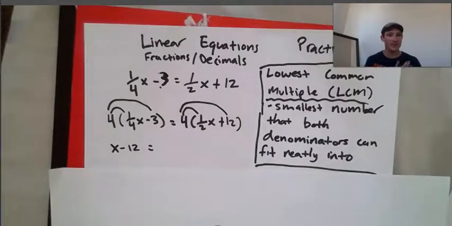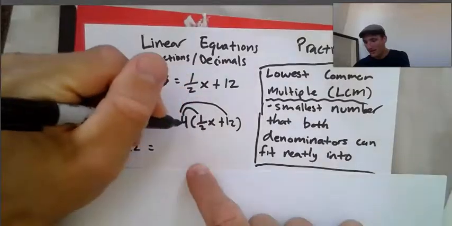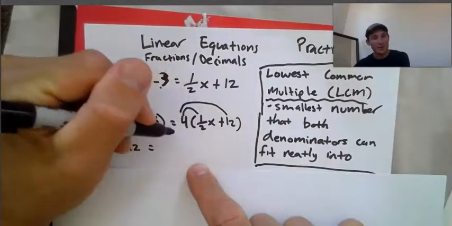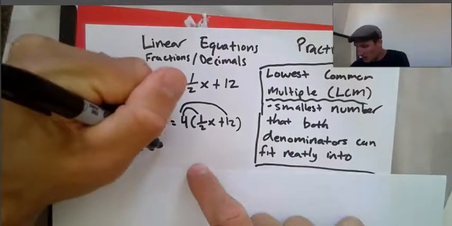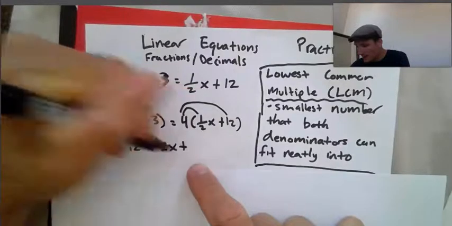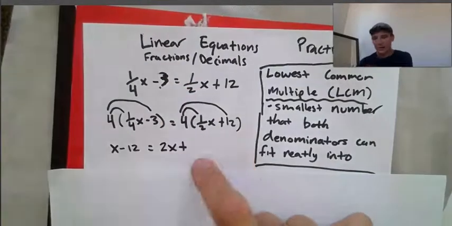Now this side, 4 times 1/2, well, hopefully you can see that that's 2, right? You have $4, you lose half of it, now you only have $2, right? 4, that's the same thing as saying 4 over 2, which is 2. So that becomes 2x plus 4 times 12, 48.